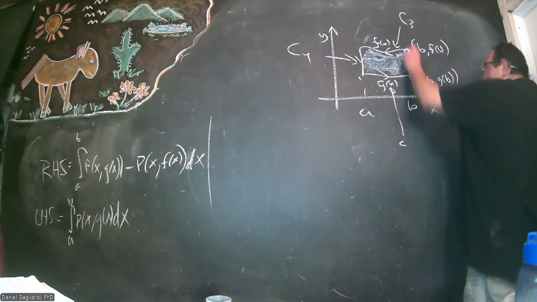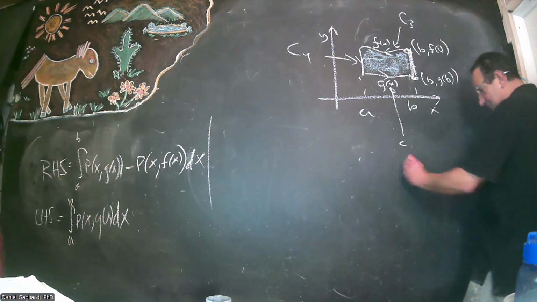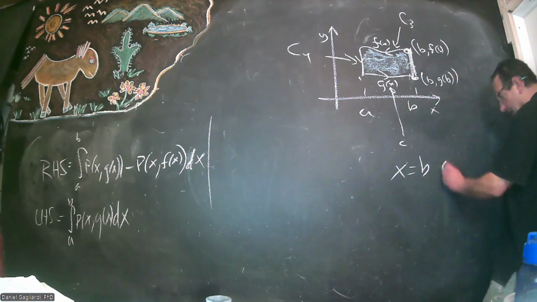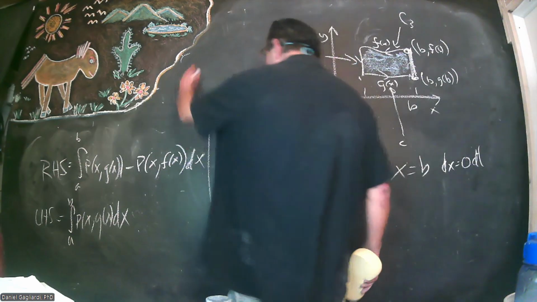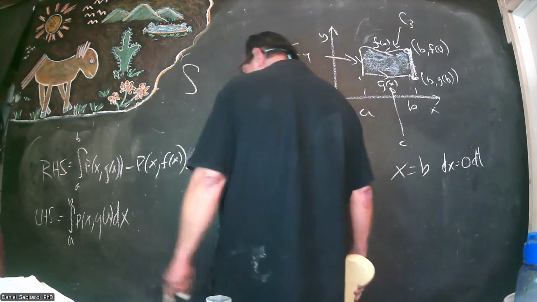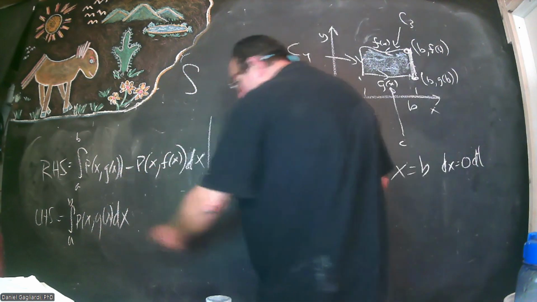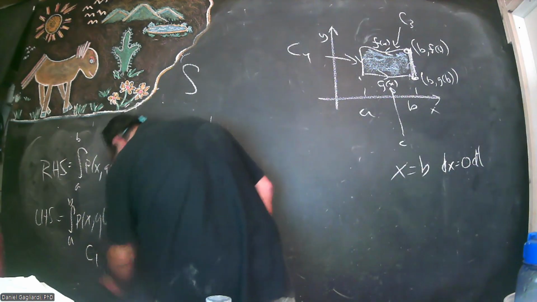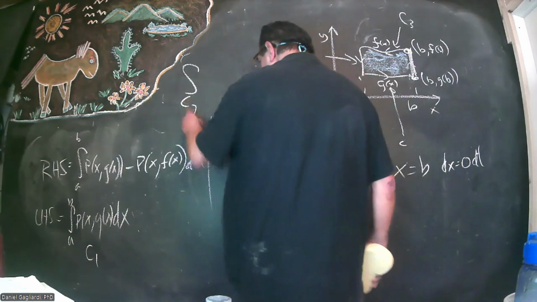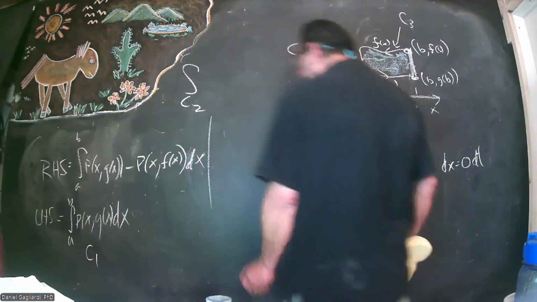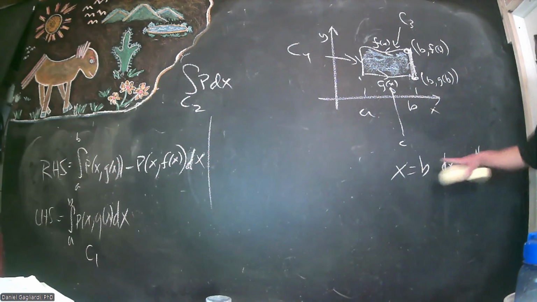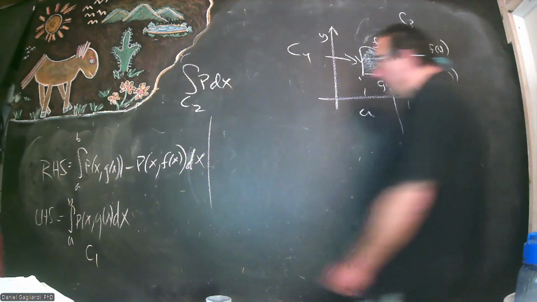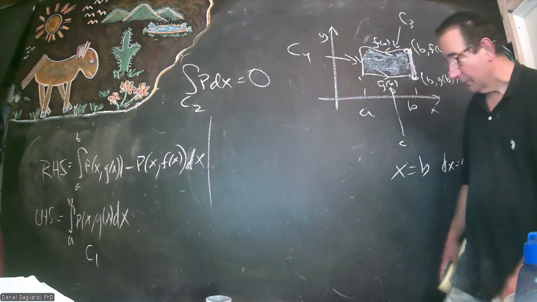I mean, obviously dx is going to be 0, right? Because x is just going to be b. And if x is b, then dx is equal to 0 dt, which is 0. And because our integral, oops, I guess I should have put that. This is the integral along C1, right? And what I'm talking about right now is the integral along C2 of p dx. And because x is equal to b and dx is equal to 0, the integral along C2 is 0.